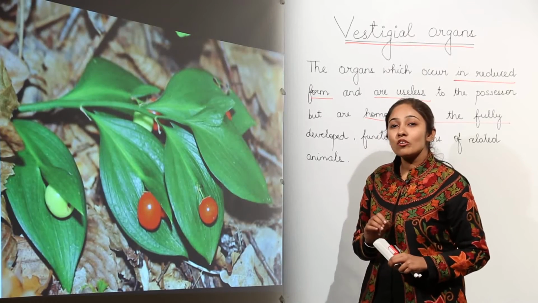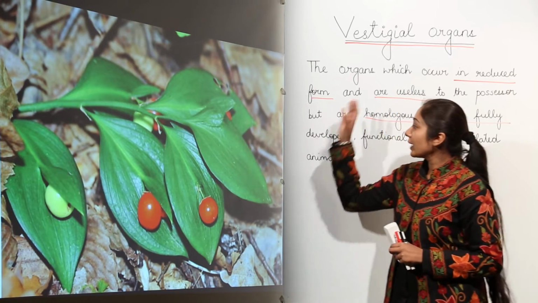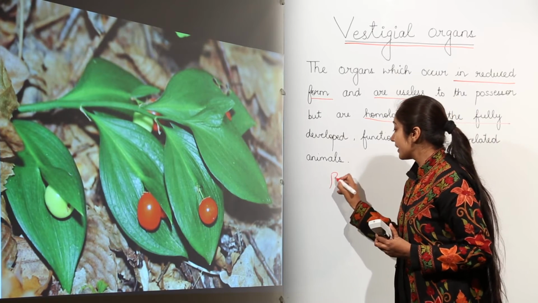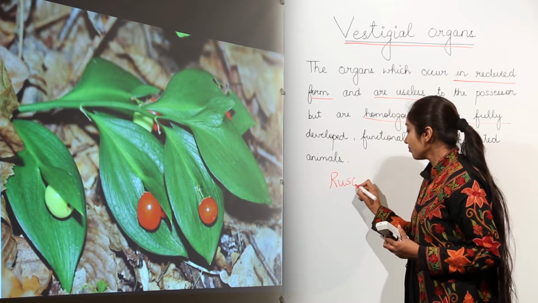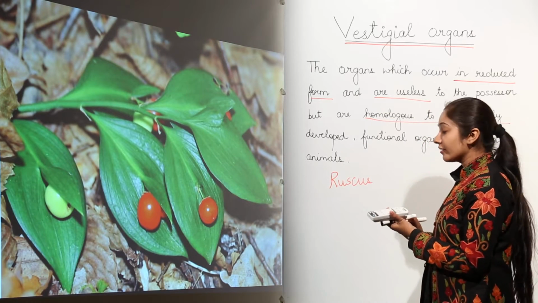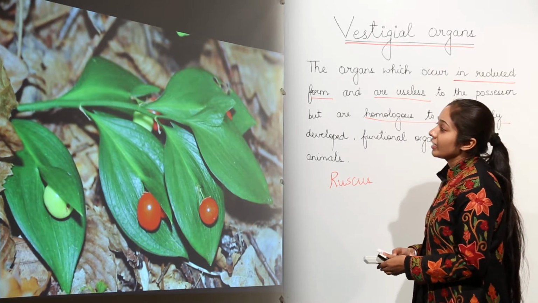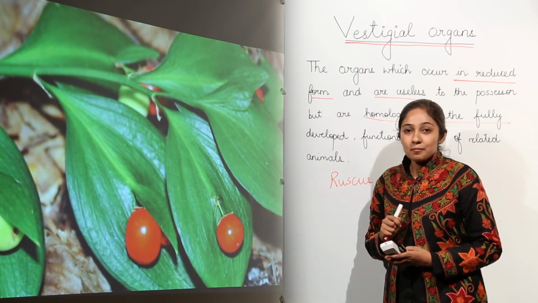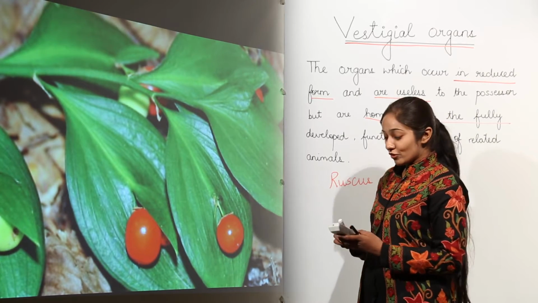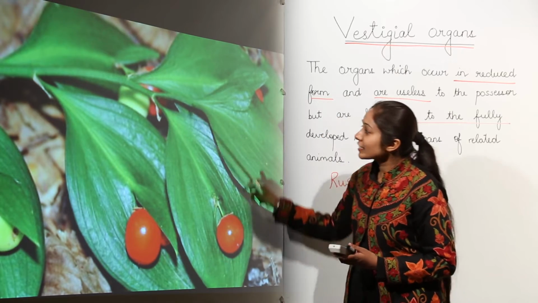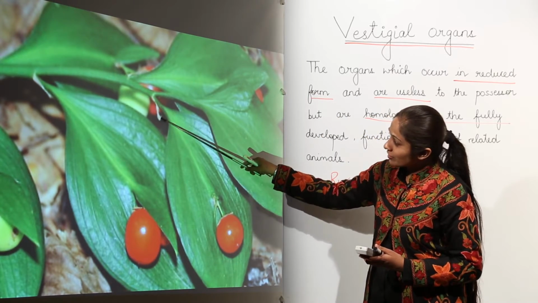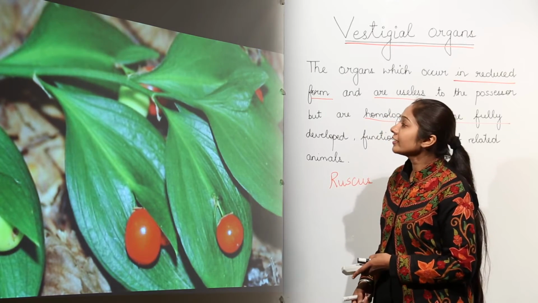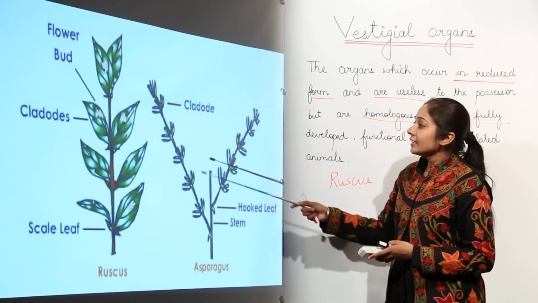Let's have an example of a vestigial organ in the case of plants. Here I have shown you an image of a plant named Ruscus. When you see it, you will say that these are the leaves of the plant, but these are not the actual leaves of the plant. You must be seeing some minute structures here, if they are visible to you. These are some minute structures, or I can show you another image which will be more clear.